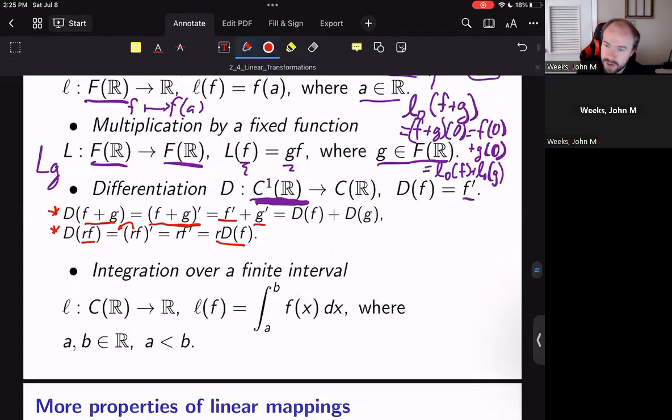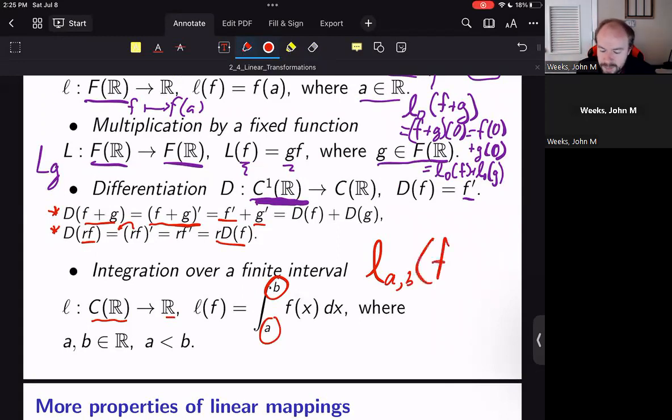Integration is a linear function. This is one that goes from the continuous functions on the reals to the real numbers. This is a linear functional, in fact. And that's because whenever you integrate with respect to a variable, you lose that variable in the process once you go through and plug in a and b. Now, again, for this particular integration variable, we have to specify what a and b have to be beforehand. So we're specifying what are the left and right endpoints for our integral.